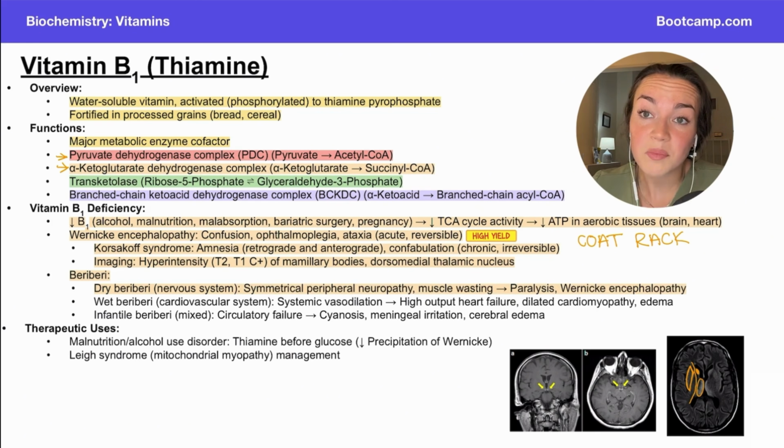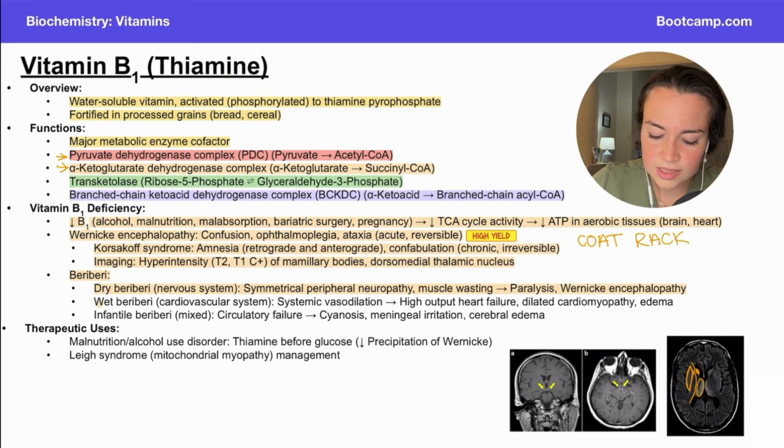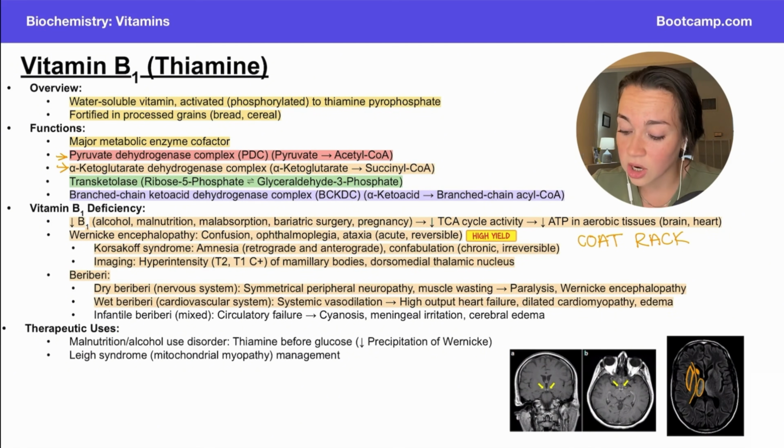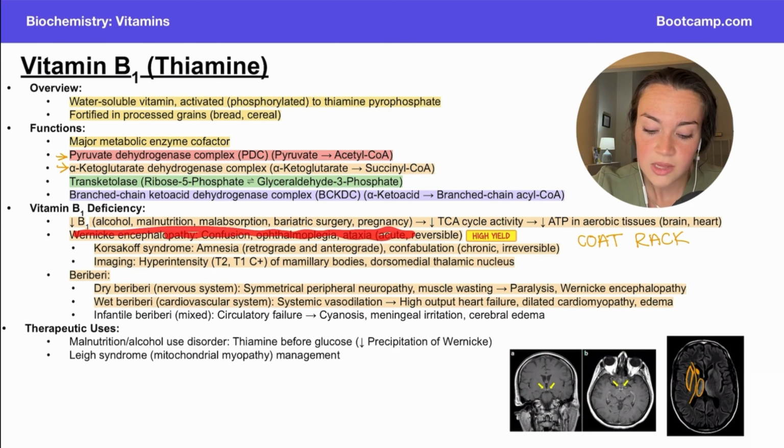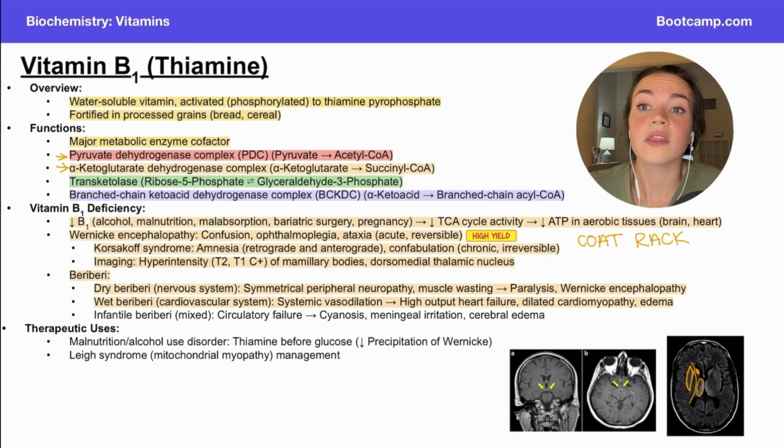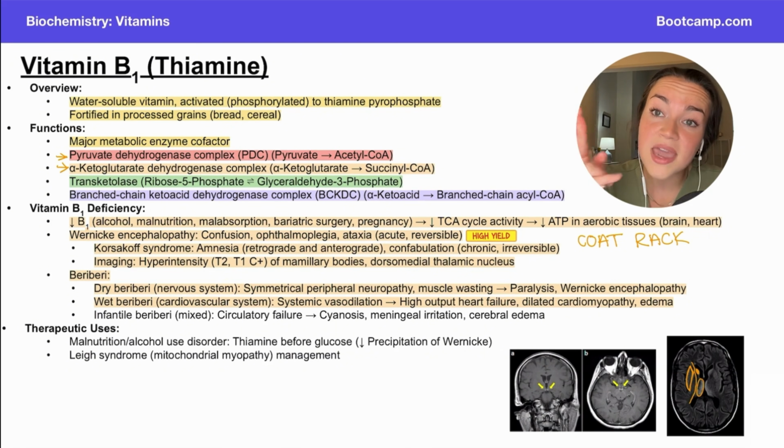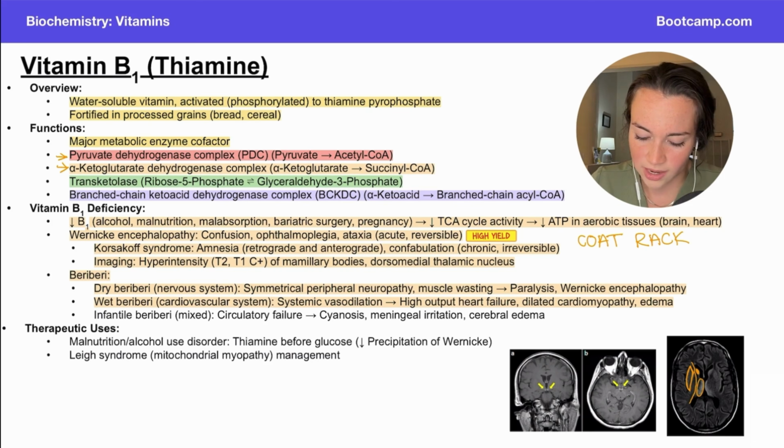On the other hand, wet beriberi affects not the nervous system, but the cardiovascular system. And so you'll see systemic vasodilation leading to high output heart failure, dilated cardiomyopathy, and edema. It's a tough one to remember to keep on your differential for someone with dilated cardiomyopathy and high output heart failure. There's a million things you could be thinking of. But again, if they give you any of these risk factors for a thiamine deficiency, the alarm bells should start to go off. And then there's infantile beriberi, which is a mixed presentation between dry and wet. So both nervous system and cardiovascular manifestations.